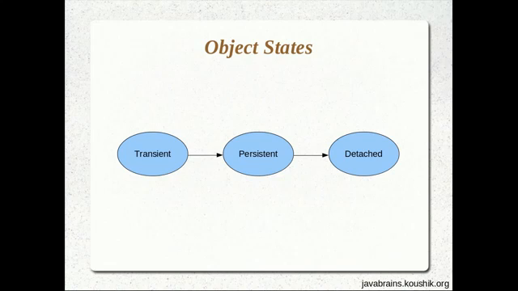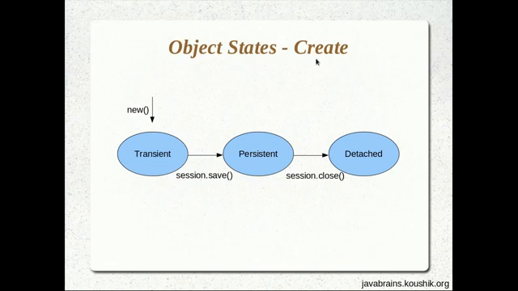A couple of tutorials back, we looked at CRUD operations using Hibernate. We had create, read, update, and delete operations being done using objects and using the Hibernate APIs. Now, what was happening behind the scenes was that our entity objects were actually going through all these different states. So what we're going to do now is look at how the states change from one state to another as we perform these different operations, so that we'll have a better understanding of these three states. Now, let's start with the create.